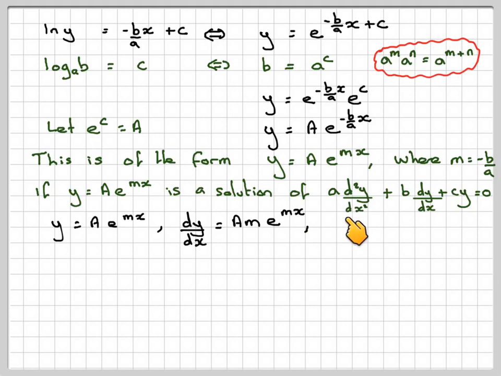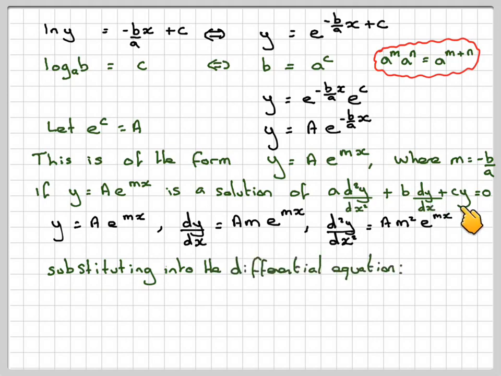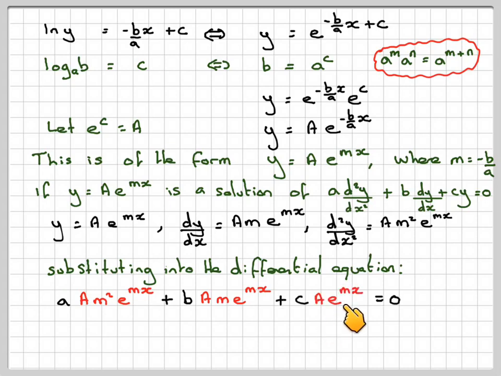And then we need to know the second derivative, so differentiating that again, we're going to bring the m down in front, so we're going to get m squared, and then write down the same thing. So the second differential is A m squared e to the mx. Now what we're going to do is substitute these in here, this one in here, and then this one in here. So substituting into the second order differential equation, we get small a, capital A, m squared e to the mx, that's the second derivative, plus b A m e to the mx, plus c A e to the mx.